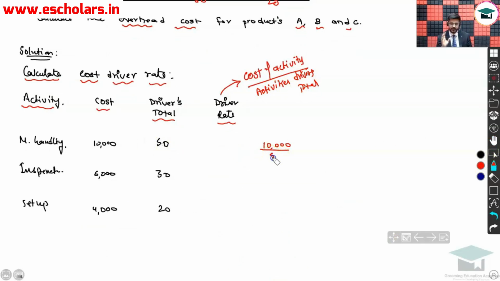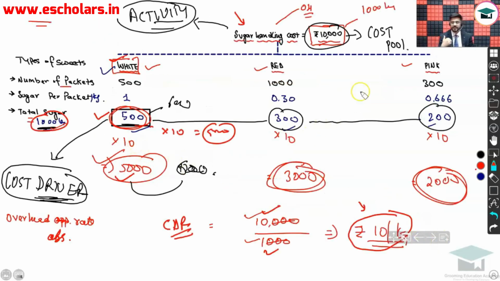Sir, it is 50. Therefore, what will be my cost driver rate? 10,000 divided by 50. So that is coming rupees 200, rupees 200 per batch of material. Do not forget to write this part. That means whenever we handle one single batch of material, we incur 200 rupees of cost. Now once again let's go to the concept, we have done the same thing. We calculated rupees 10 per kg of sugar handling cost. So when we handle 1 kg of sugar, we incur 10 rupees of handling cost.